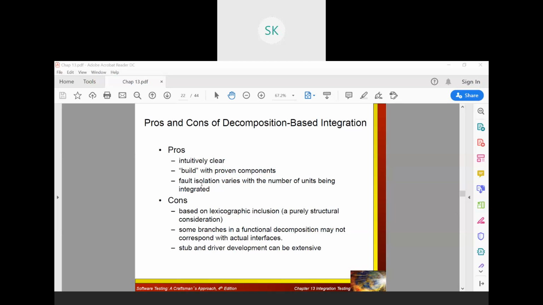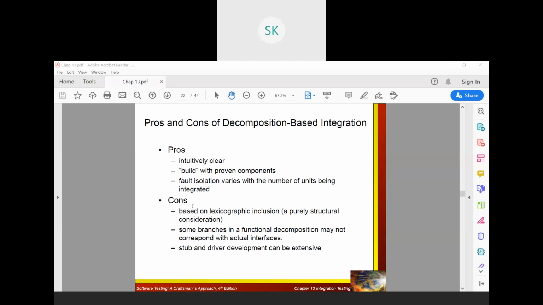That is, whatever the components that we have, based on that only, we'll just build it. Fault isolation varies with the number of units being integrated. With respect to your top-down and bottom-up approach, it is easy. Whereas with your Big Bang as well as your sandwich, if the number of components differs, depending on that, the complexity of identifying the fault as well as isolating it becomes difficult.